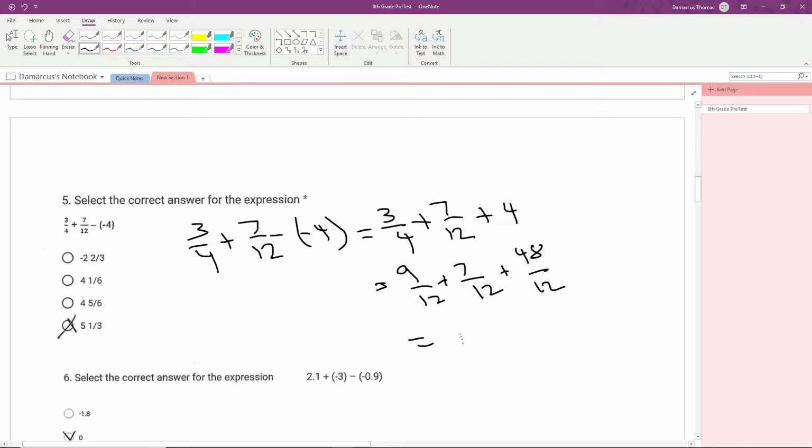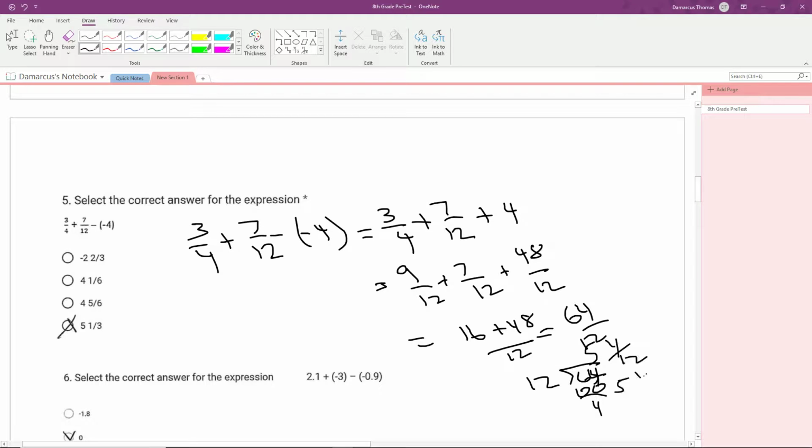And that's 16 plus 48 over 12. And when you add these two together, you're actually going to get 64. And that's 64 over 12. Now 12 goes into 64 5 times, and it remains 4 over 12, which reduces to 5 1/3. Okay, let's do this problem.